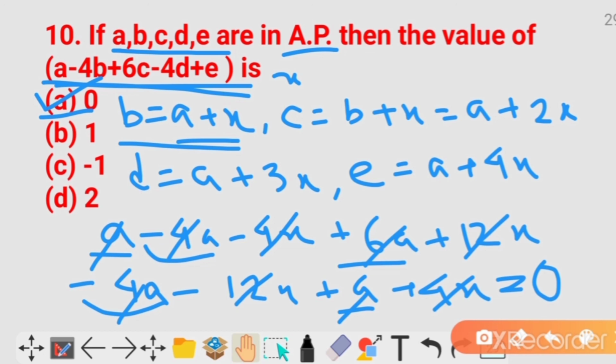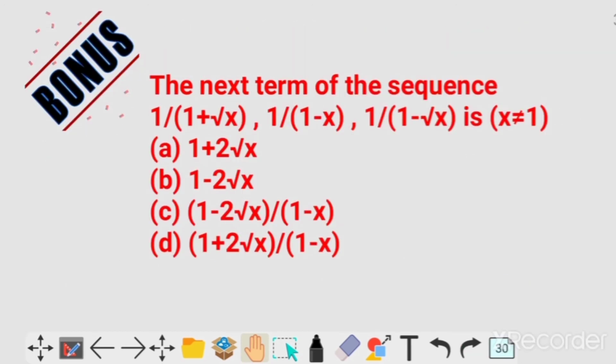So that's it. The quiz is done, and here is a bonus question for you. The question says: the next term of the given sequence, 1 by 1 plus root x, 1 by 1 minus x, 1 by 1 minus root x, where x is not equal to 1, will be. The options are 1 plus 2 root x, 1 minus 2 root x, 1 minus 2 root x by 1 minus x, and 1 plus 2 root x by 1 minus x.